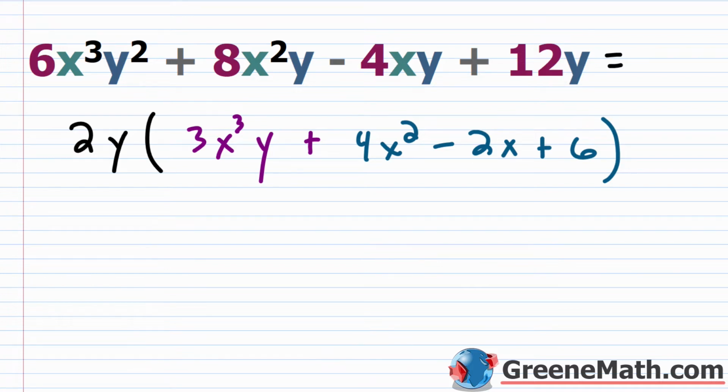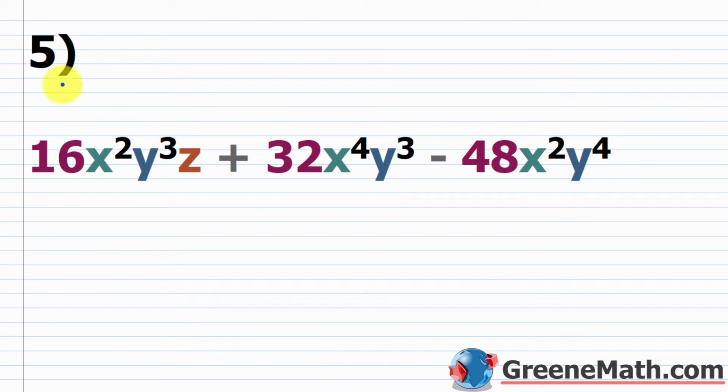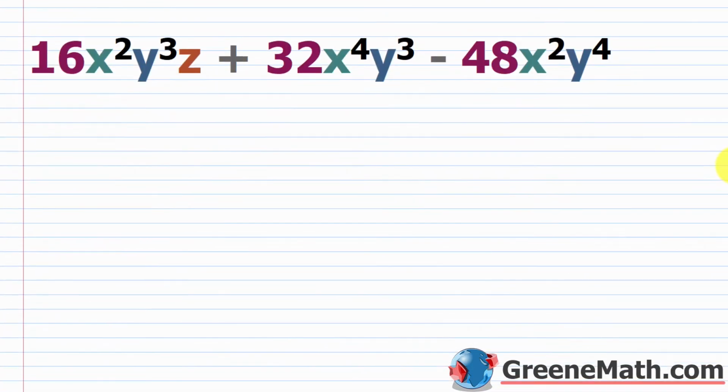Okay, so let's look at the next one. And we'll go a lot quicker on this one. So this is problem number 5. So now we have 16x squared y cubed z plus 32x to the 4th power y cubed minus 48x squared y to the 4th power.